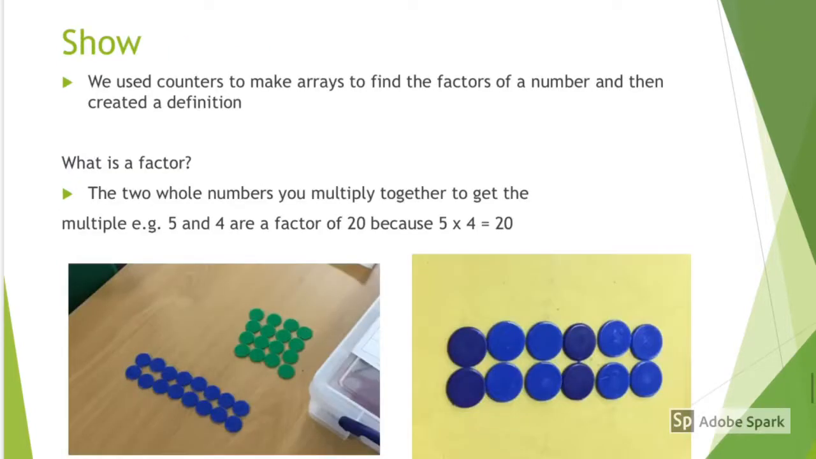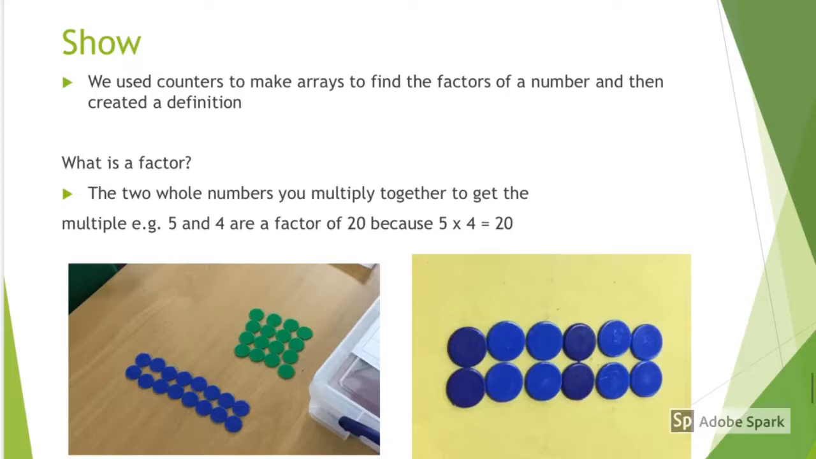So this is a lesson flow for the concept of factors, and we use counters to make arrays to find the factors of a number and then create definitions. So we use that concrete visual element of learning. So in the pictures you'll see that this child made arrays of the number 16. So the green counters have 4 rows of 4 because 4 times 4 is 16, so 4 must be a factor of 16.